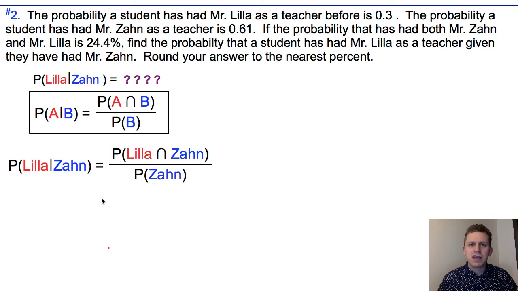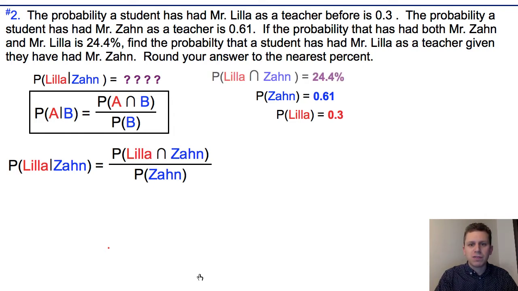Let's go through and see what they gave us. They said the probability the student has had Mr. Lilla is 30% or 0.3. So I'm going to write that. Probability of Lilla equals 0.3. Probability the student has had Mr. Zahn is 0.61. I'm going to write probability of Zahn as 0.61. And the probability that they had both, which is Zahn and Lilla, the intersection, is 24.4%. Now this is going to be problematic, because I can't use these formulas with some numbers in decimal representation and some represented as percents. So when I plug them in, I'm always going to plug in decimals so I don't run into that problem.